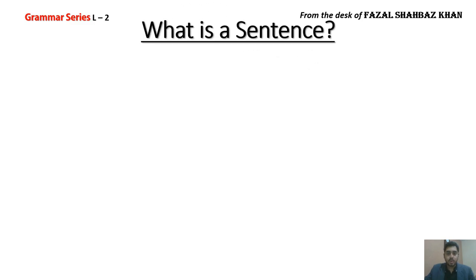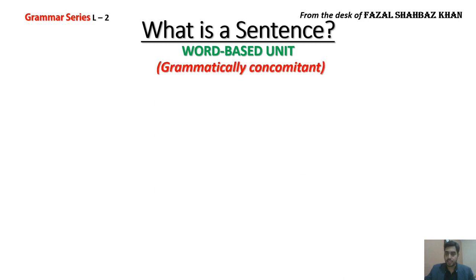So the question once again arises: what is a sentence? Now, a sentence can be defined in multiple ways, but I have two different terminologies, and to start with, the first one: it's a word-based unit. It's a written unit, a unit that we create all by ourselves, by using a good set of words. It is created by joining together a great amount of words which are grammatically concomitant.